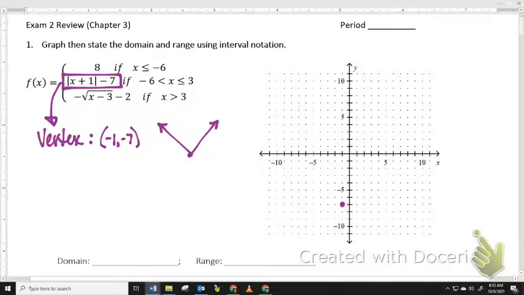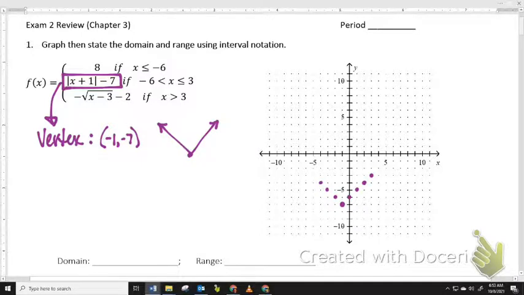So from that vertex, from that point, if I move 1 unit to the right, I should go up 1, right? 1 unit to the right, up 1. If I go 2 units to the right from the vertex, I should go up 2. 3 units to the right, I should go up 3. 4 units to the right, I should go up 4. What about as I move to the left? Yep. Left 1 up 1, left 2 up 2, left 3 up 3.